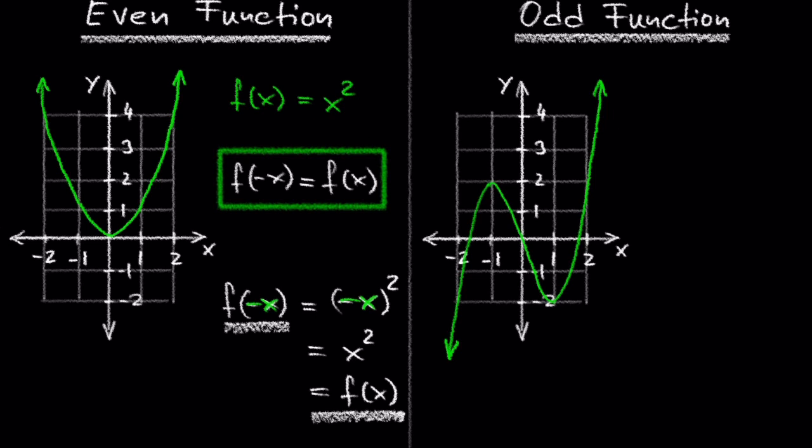Let's look at the odd function f of x equals x cubed minus 3x. Odd functions are symmetric about the origin, as we see in this graph. In math talk, we can say a function y equals f of x is odd if for each x in the domain of f, f of negative x equals the negative of f of x.